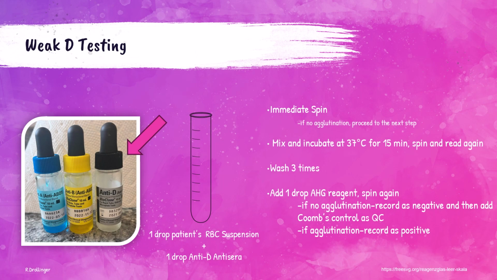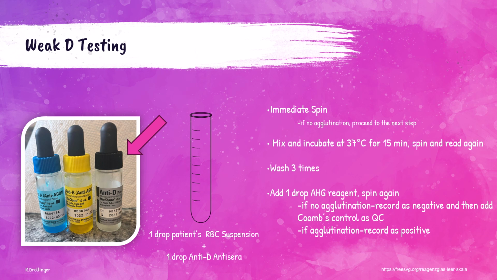Weak D testing uses the same reagent that we use for regular D typing at first. The little bottle labeled anti-D on the left-hand side of the screen is the anti-D antisera reagent. You want to drop 1 drop of this and 1 drop of the patient's red blood cell suspension in a tube, mix them, and then centrifuge according to the manufacturer's specification. It's usually 15 seconds in the centrifuge. Then read after centrifugation. If there is agglutination, then the patient is labeled as Rh positive.